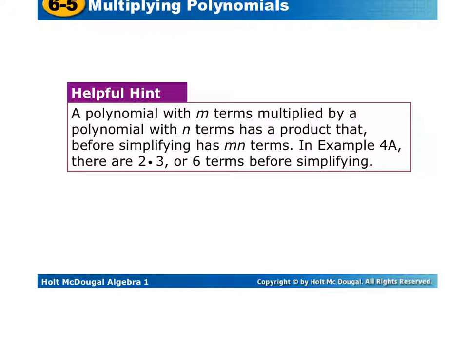So here, a helpful hint. A polynomial with m terms multiplied by a polynomial with n terms has a product before simplifying that has mn terms. So an example previous to this, if there are a 2 times 3 or 6 terms before simplifying.